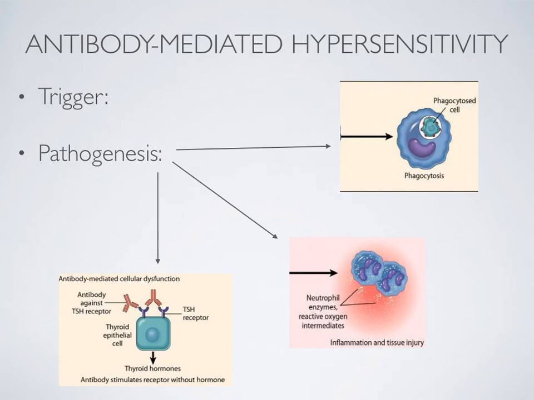Immediate hypersensitivity is the most complex. We're going to kind of fly through the next three because really you already understand the mechanisms because we've already gone over it with the immune system. All that's happening different is it's responding to something inappropriately. So antibody-mediated hypersensitivity, the trigger could be anything.